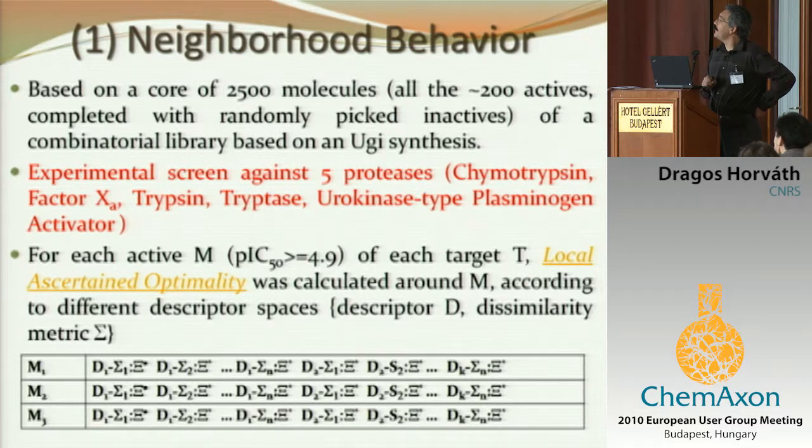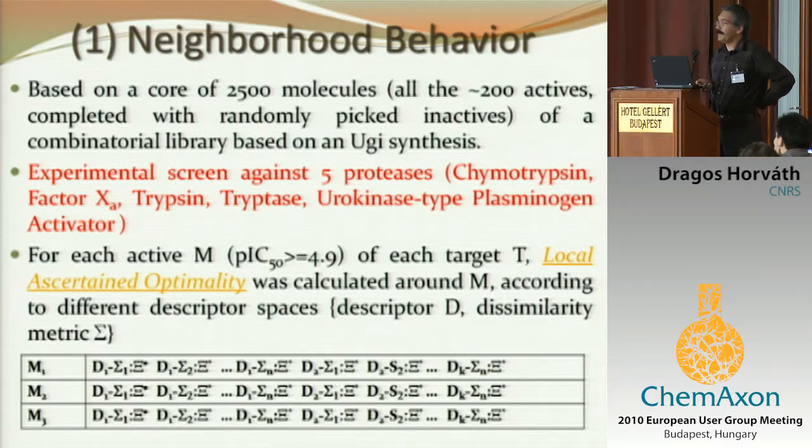One is neighborhood behavior monitoring, so checking whether the similarity principle holds in these descriptor spaces. Are similar molecules displaying similar properties? We looked at a set of experimental screening against 5 proteases. You take each active for each one of these, and you calculate some obscure local optimality score, which you don't want to know how it is done. The bigger this psi value, the better the neighborhood behavior.